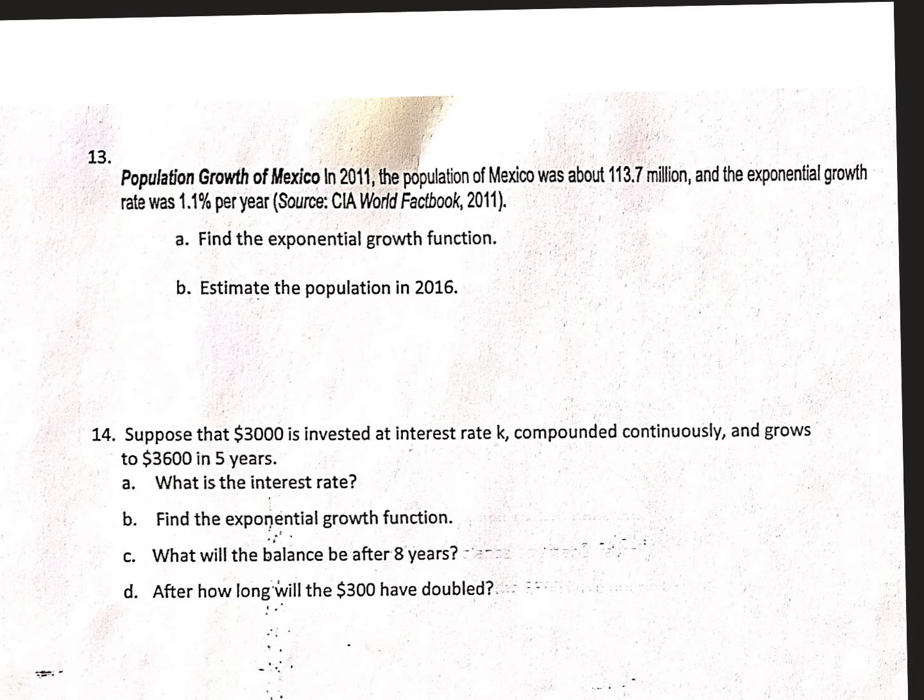13 is the growth problems we did yesterday. The formula, in case you need it again, is P of t equals P sub 0, which means original amount, e, which means e, to the kt power. K is the rate that it's growing. T is the time. All right, so 13 says the population of Mexico was about 113.7 million in 2011, and the exponential growth was 1.1% per year. That's our K.